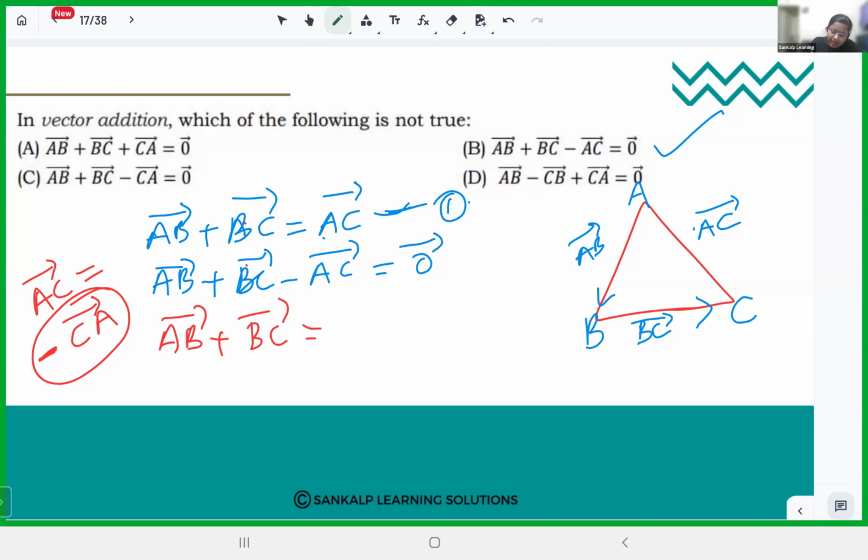Okay, so this can be written as minus CA. So vector AB plus vector BC plus vector CA is equal to vector 0. Okay, it is equal to vector 0. So we can say that this one is also true. Okay, first option is also true. And now consider option D.